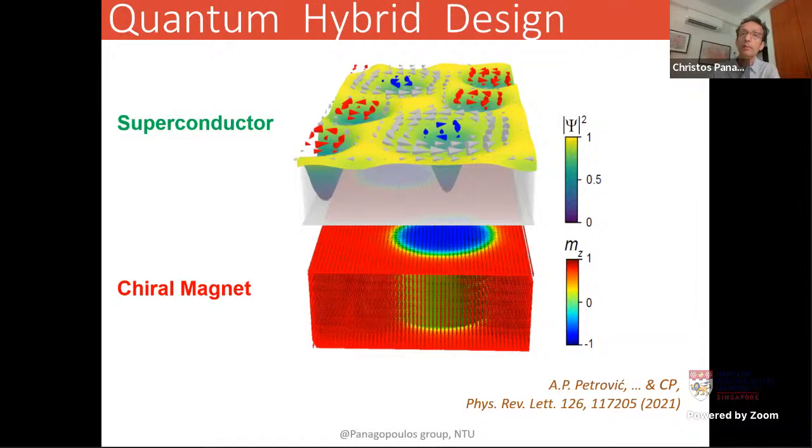And here, information would be encoded in pairs of Majorana fermions, that is, two superconducting vortices. Now, such pairs would be much more resilient to environmental disturbances than the quantum bits used in existing quantum computers.